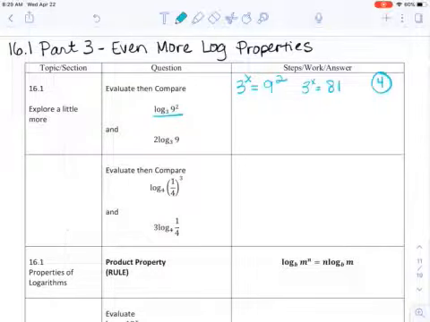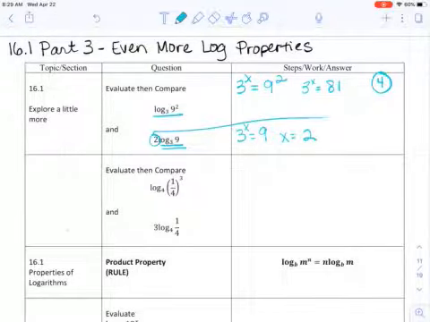Okay, and then we're going to look at the second one. We'll start with the log base 3 part. So log base 3 of what gives you 9, and x is 2. Then you're going to take that number and multiply by the 2, and you still get 4.